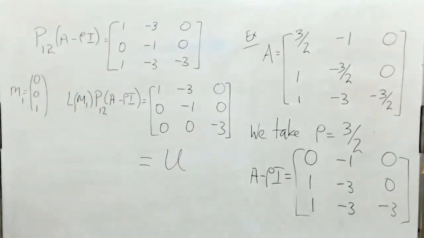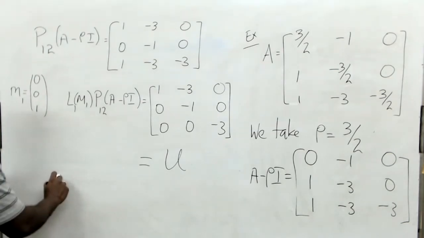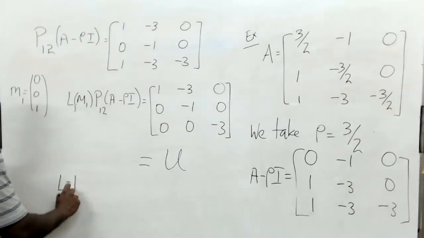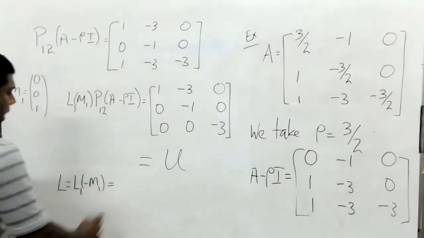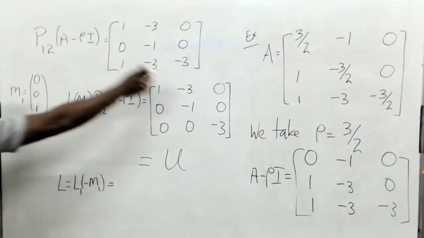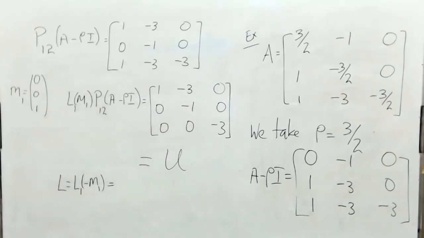Okay, so this is already an upper triangular matrix, so you don't need to worry about one more step. This is already upper triangular. So your L is L1 of minus M1. You all know that, right? So you move this L to the other side to get PA is equal to LU.